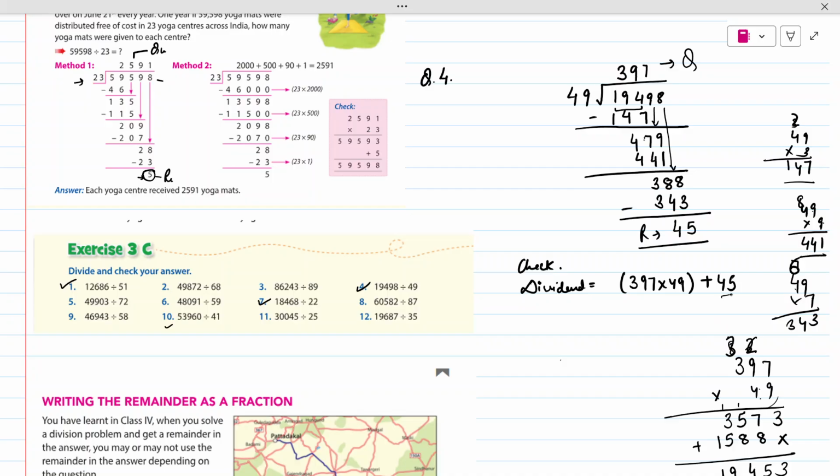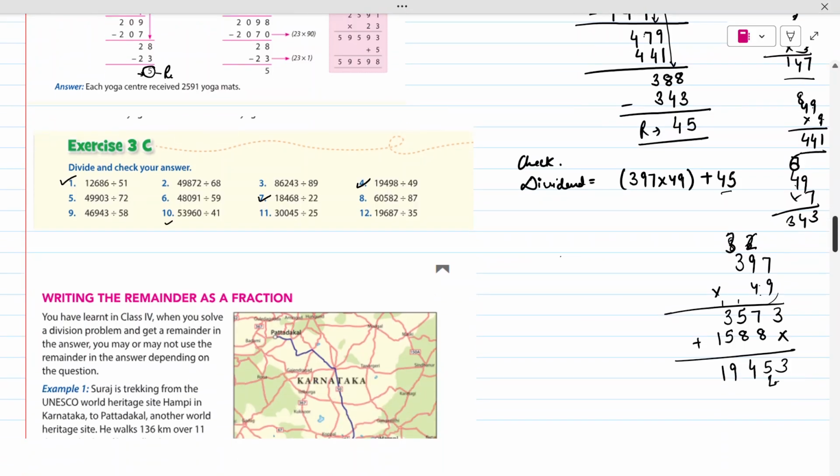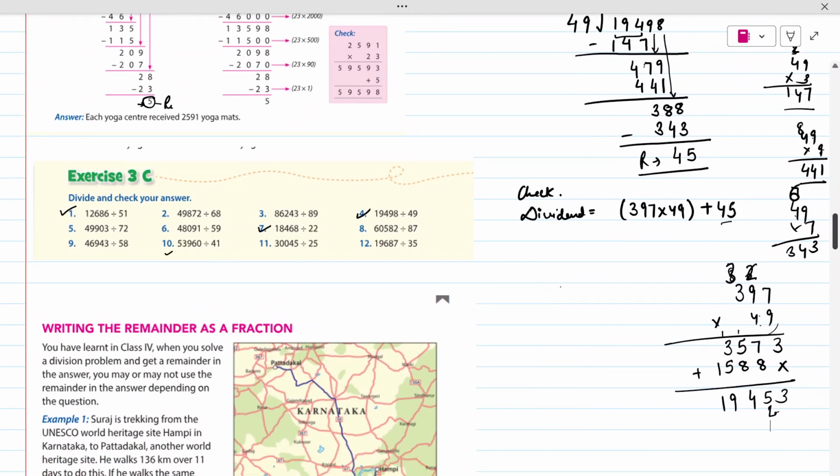And what we have to do is add this 45 here. Okay, so wait, I am just moving it a little down. Yeah. So I am adding 45 here. We have 5 plus 3, 8, 5 plus 4, 9, 1 and 9. So this is our dividend, right? This was our dividend here. That means this is correct. So this is the formula we have to use to check our calculations. Okay. So question number 4 is done.